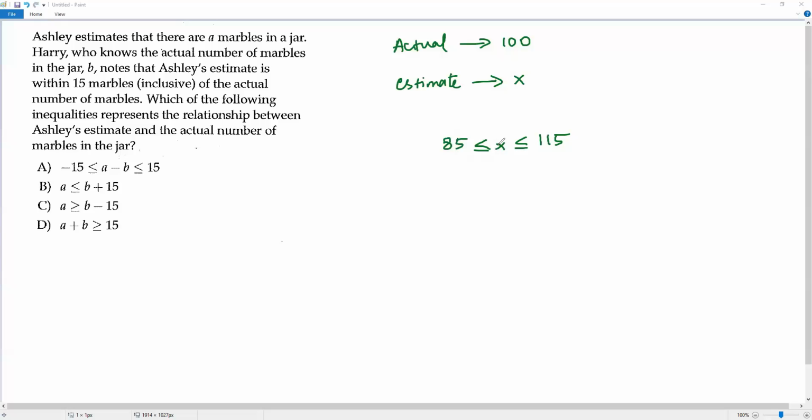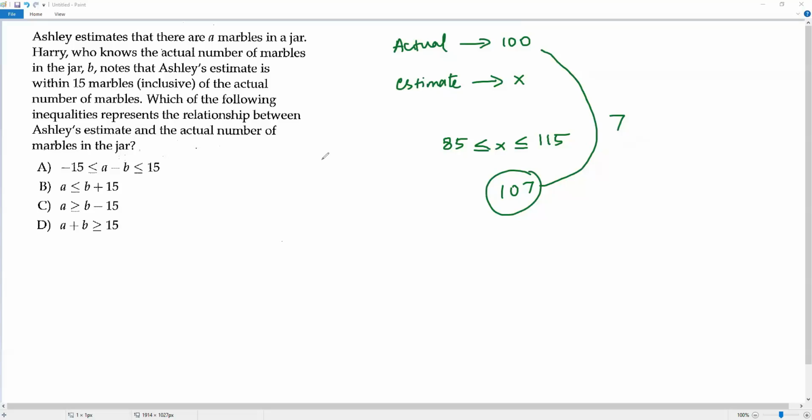What if I choose a value between 85 and 115 as my estimation? For example, if I choose 100 as my estimation, the difference between my estimation and the actual number is 0. So 0 is within 15 marbles. If we choose 95 as my estimation, the difference between 95 and the actual number is just 5. So 5 is within 15. What if I choose 107 as my estimation? This value also comes between 85 and 115. The difference between 107 and the actual number is just 7. So this is also within 15 marbles.